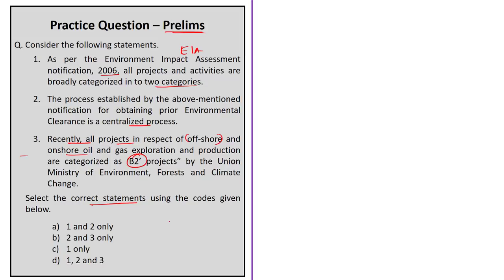Now, if you look at the first statement, that is, as per the Environment Impact Assessment Notification, all projects and activities are broadly categorized into two categories. This is a correct statement because as per section 4 of the notification, the projects are broadly categorized into two categories, that is category A and category B projects.